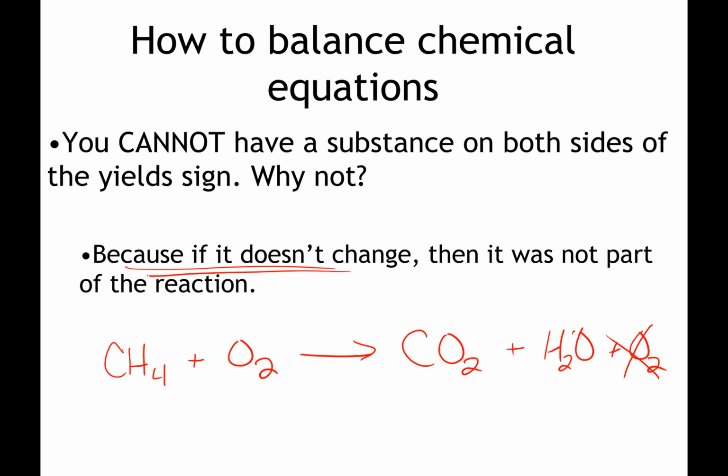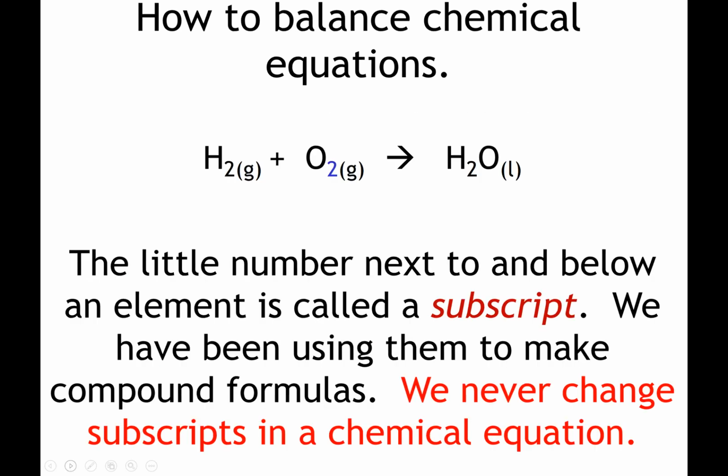Going back to it, if it doesn't change, then it wasn't part of the reaction. Things like that would be called a catalyst. And if you remember, catalysts are written above your arrow. So in this reaction with combustion, typically you have heat as a catalyst. So you would draw a triangle above your arrow to show that heat is being the catalyst there.